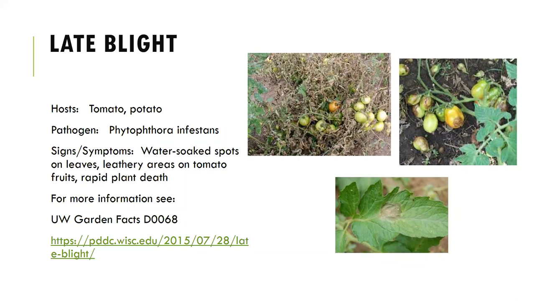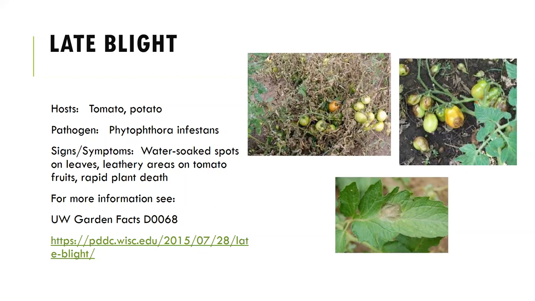trademark of this disease. Potato tubers will get a reddish brown discoloration under the skin if you peel them, and they will also have that distinct smell. You'll know what it is if you just have smelled like a rotten potato in a bag. Same thing. It's putrid.